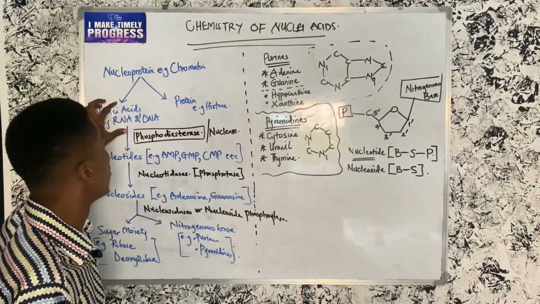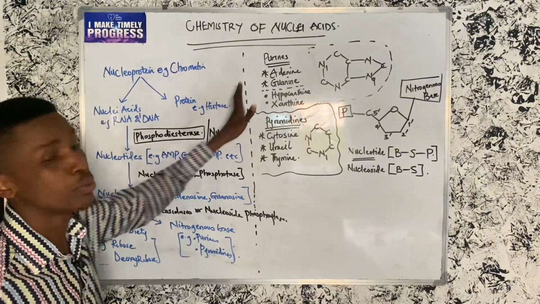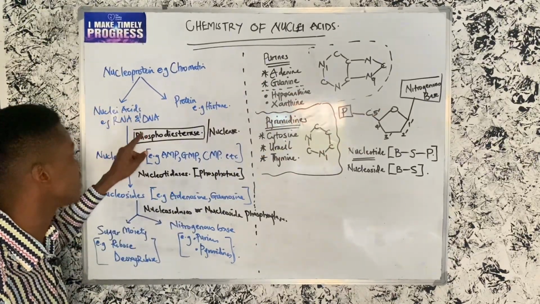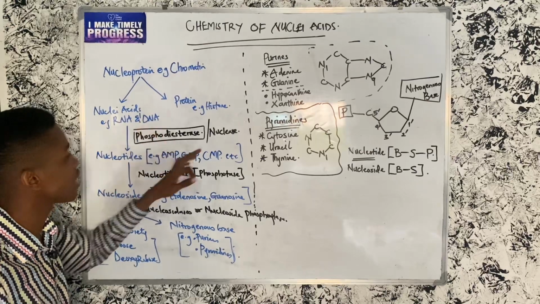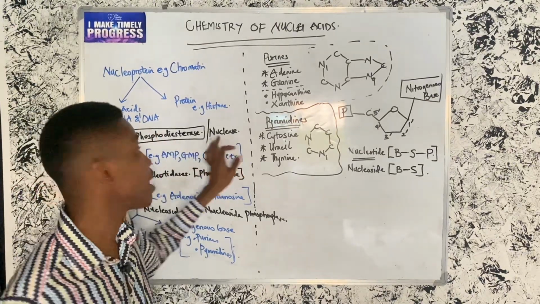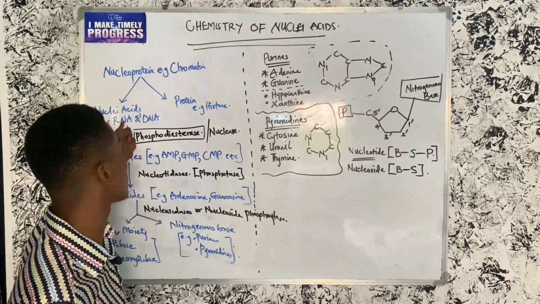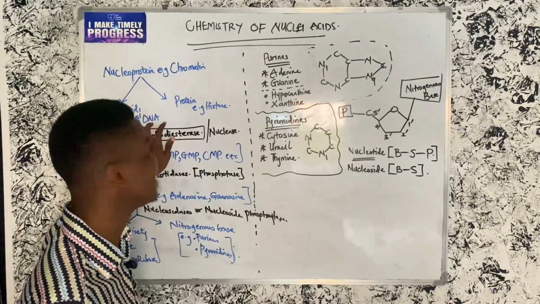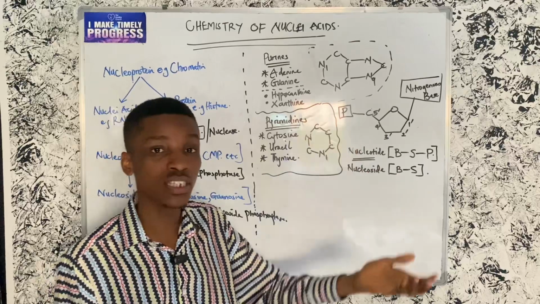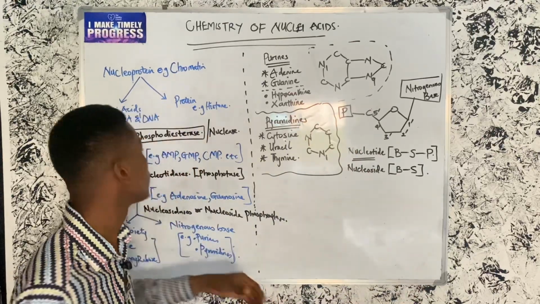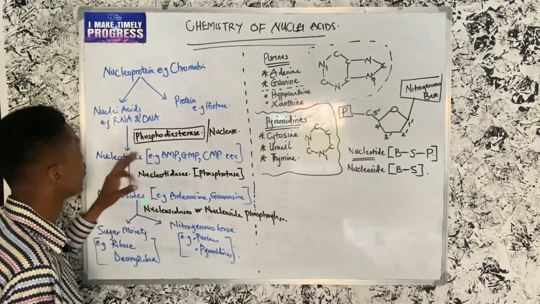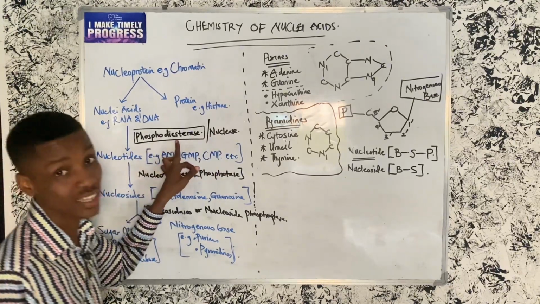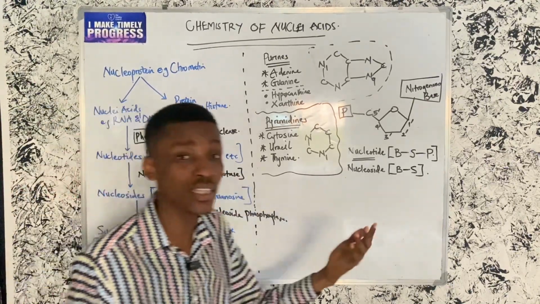Now, when I break down, of course, the protein will be broken down to form amino acids. But if we break down our nucleic acid, the enzyme to break down the nucleic acid is called a nuclease. So that means if it was ribonucleic acid, it would be ribonuclease. If it was DNA, it would be deoxyribonuclease. Now, this deoxyribonuclease is a phosphodiesterase. I will explain this as we go on.